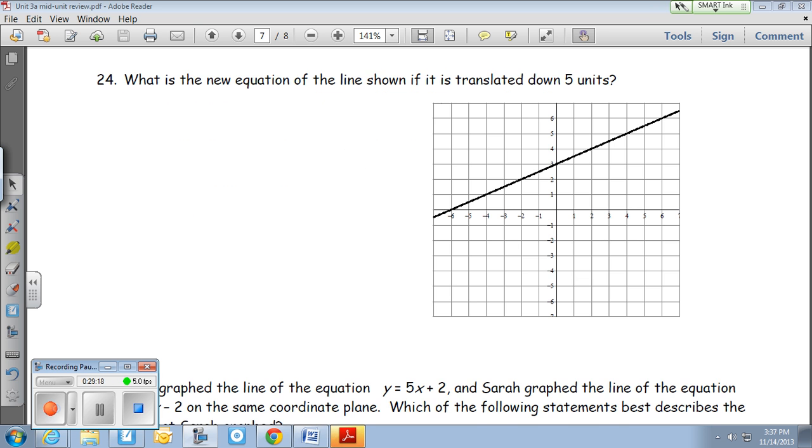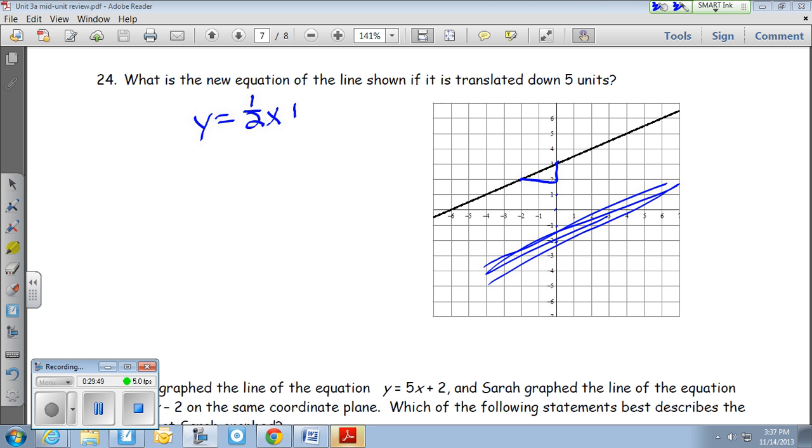All right, number 24, what's the new equation of the line shown if it's translated down 5 units? So we're just going down 1, 2, 3, 4, 5. It's going to be parallel. I need to figure out what the slope is, first of all. If I pick 2 points, I'm going up 1 over 2. This is a positive slope. So the original is 1/2 x plus 3. I'm going to go down 5 units, so I end up at y equals half x minus 2. That's my y-intercept. So y equals half x minus 2.